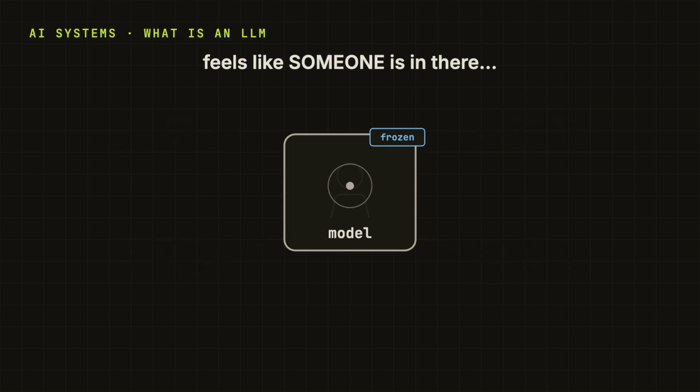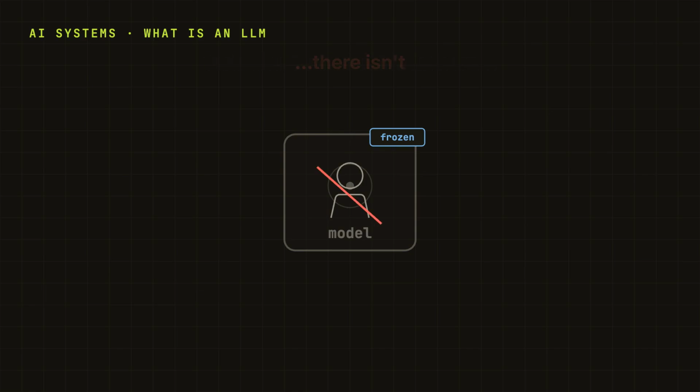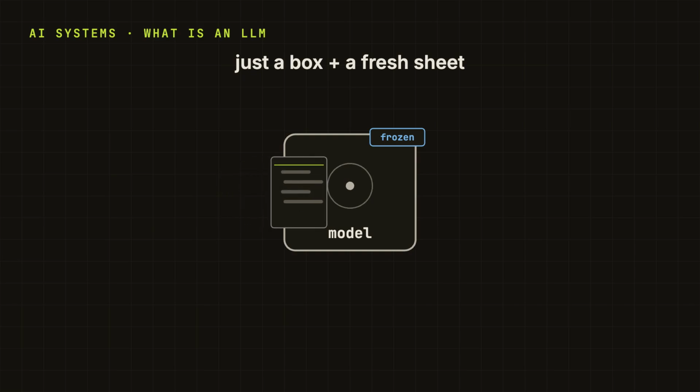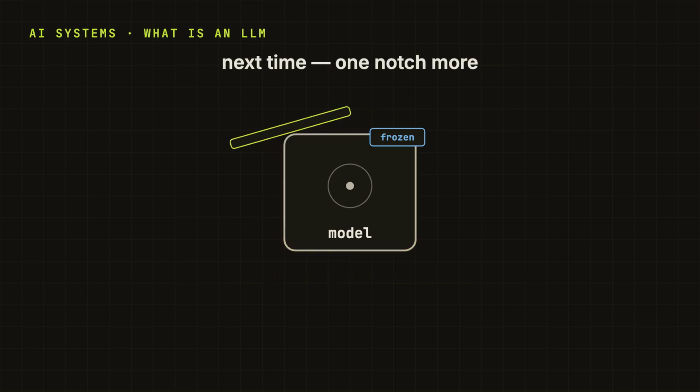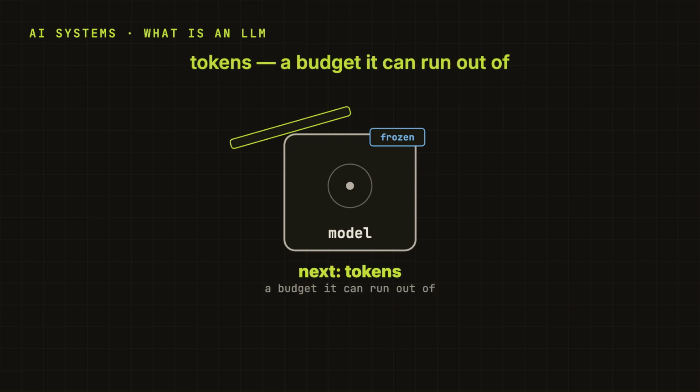So the next time it feels like there is someone in there who knows you and remembers you, there isn't. There is a box predicting the next token, being handed the whole conversation on a fresh sheet of paper every single time. And honestly, once you see it that way, it gets more impressive, not less. That's the part I kind of find wild. That something this simple does all of that. And next time, we will open the box one more notch: tokens, and why the model has a budget it can actually run out of.